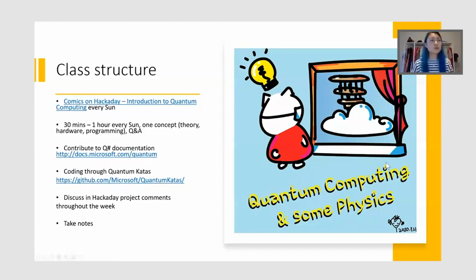To give people an idea of the classes, it's been ongoing for quite a while with Hackaday. Every week I have some comics posted on Hackaday. This is the intro to quantum computing project. Every Sunday, I spend about 30 minutes, and now we are extending a little bit to an hour, to cover one concept from theory to hardware or programming, and we can leave some time for Q&A.